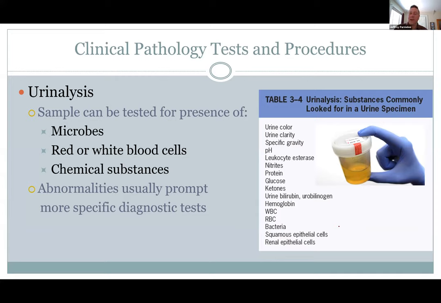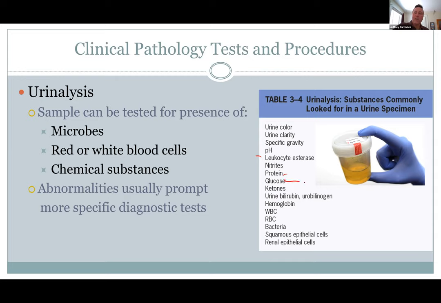Color, the specific gravity is how dense it is. It means are you dehydrated or not? This is going to be if you have white blood cells, an infection, definitely protein. Proteinuria, having protein in your urine, you can have some if you exercise a lot or just normally, but if you have a lot of protein, your urine will be frothy, and it's going to be a sign of maybe kidney damage because protein shouldn't make it through that filtration membrane.